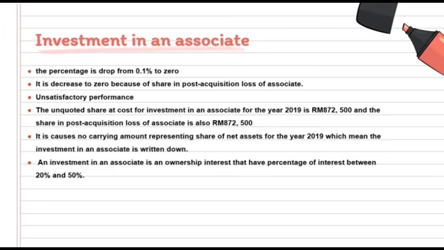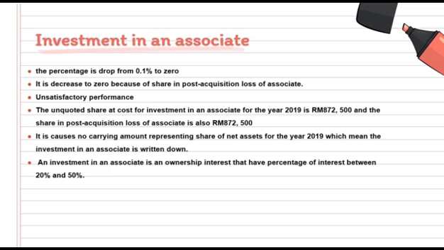For investment in an associate, we can see that the percentage dropped from 0.1% to 0. It decreased to 0 because of the share in post-acquisition loss of the associate. This is an unsatisfactory performance. The unquoted share at cost for investment in an associate for the year 2019 is 872,500, and the share in post-acquisition loss of the associate is also the same amount, and it costs no carrying amount representing share of net asset for the year 2019, which means the investment in an associate is written down.